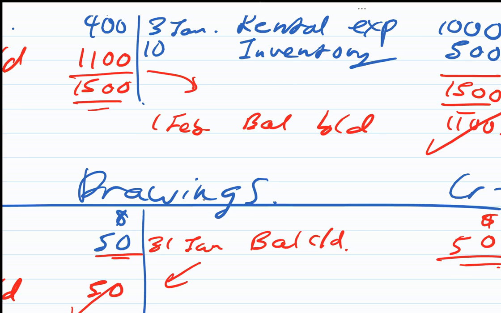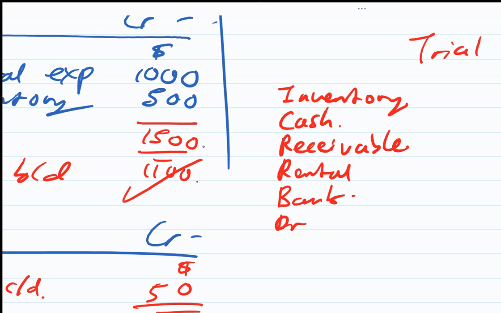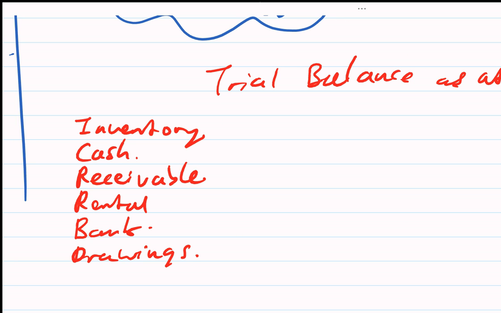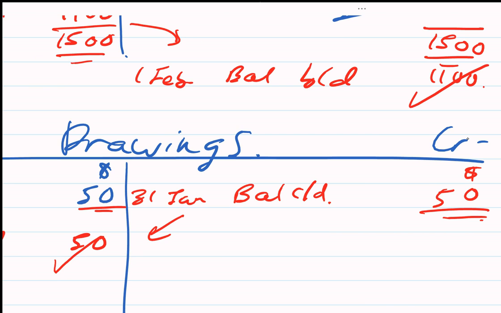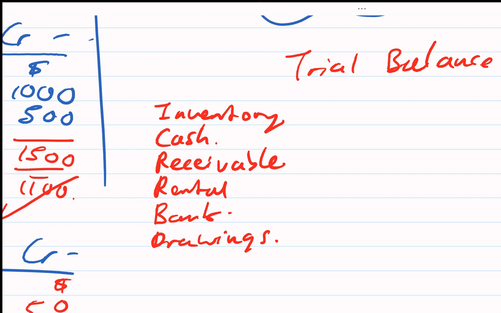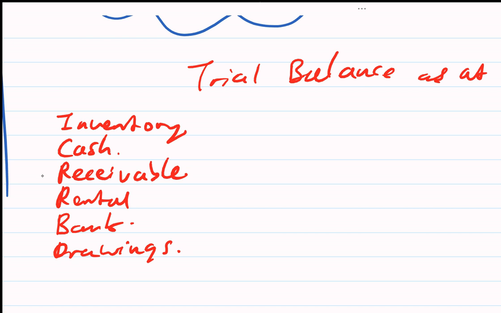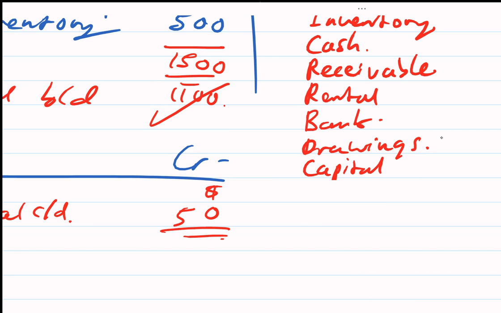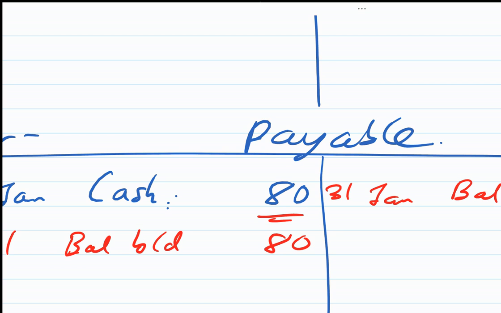So drawing is 50. Drawings 50. Okay, 50. What else? Capital 400. Capital 400. Not too bad, actually. Right. Payable, how much? 80.